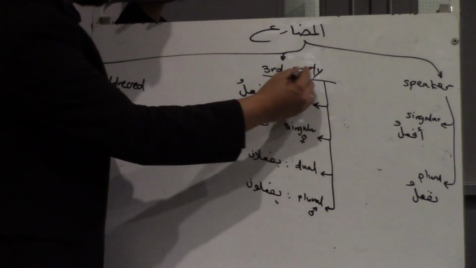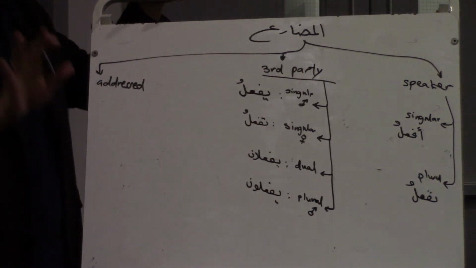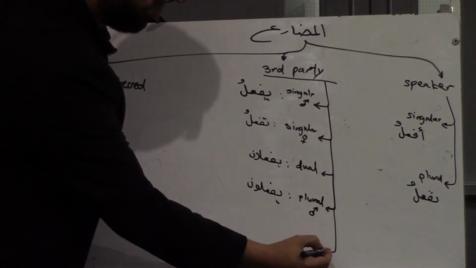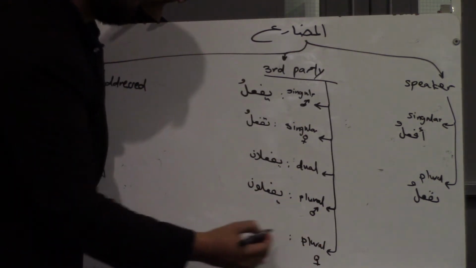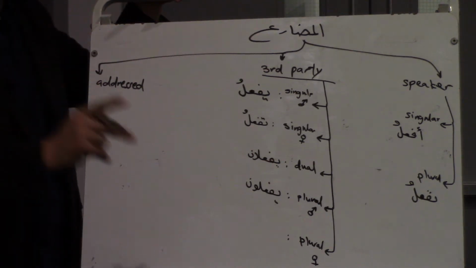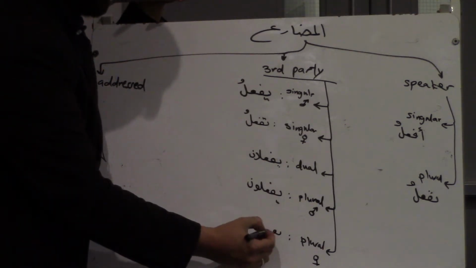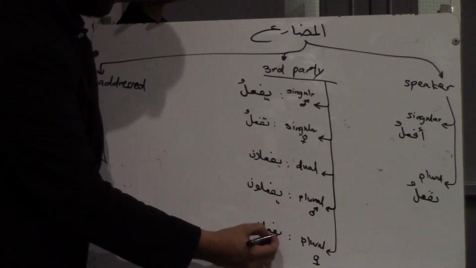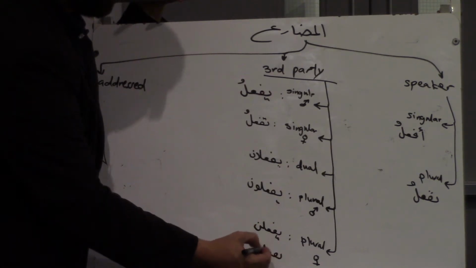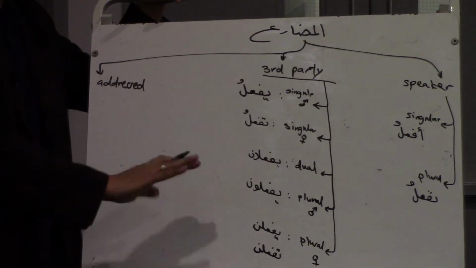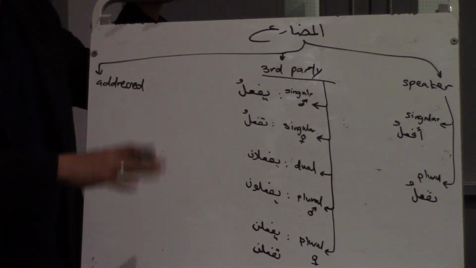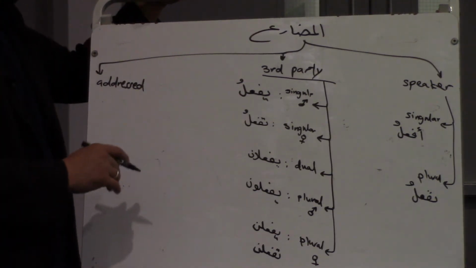And this is all third party. We're talking about people. It's all ghiba, all right? Plural, feminine. There's 2 ways to do it. Either you say yaf'alna or taf'alna. And this has a very specific situation. I'm not going to talk about it now. We'll talk about it later because it's very confusing. Just know that that's how it's supposed to look like.